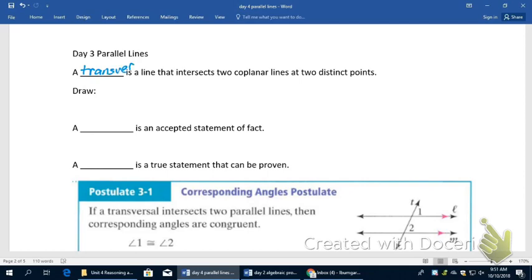And here's that word. Now, as far as what a transversal would look like, if I have two parallel lines, this red line connecting them would be an example of a transversal.